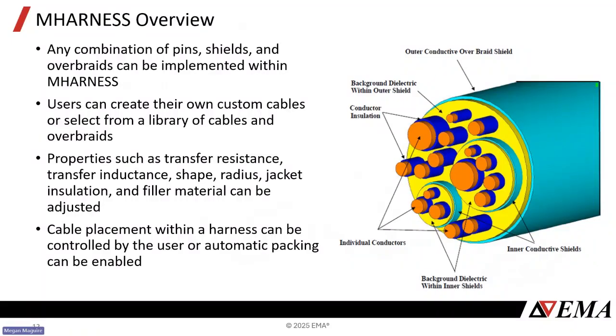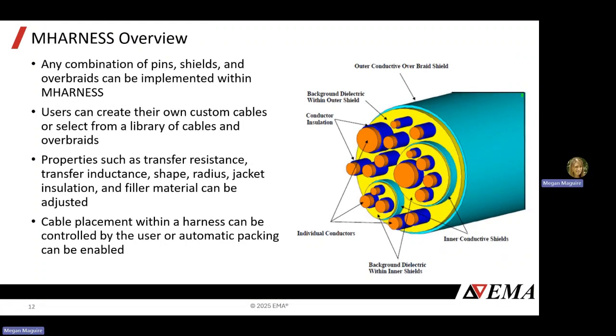So just a quick overview of M-harness. As I said previously, you can have any combination of pins, shields, and braids, as well as your own custom cables. You can control properties such as the transfer resistance and transfer inductance, as well as the shape, radius, jacket insulation, or filler materials. And cable placement within the harness can be controlled by the user. We have a feature where you can actually move around cables within the harness to control that, or you can have it automatically pack the cables.